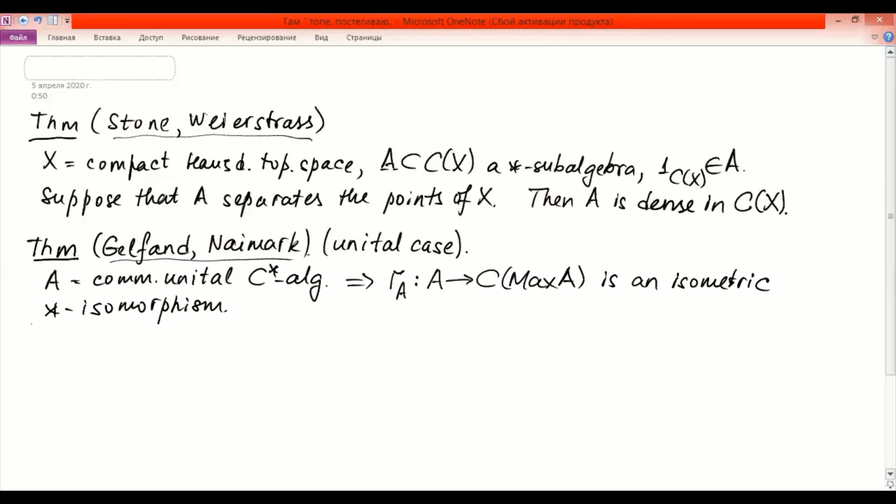Well, first of all, let's show that gamma is indeed a star homomorphism. So we take an element A in our algebra, apply gamma, and evaluate at a point X. Not A, but A star. So what is this? This is X applied to A star.